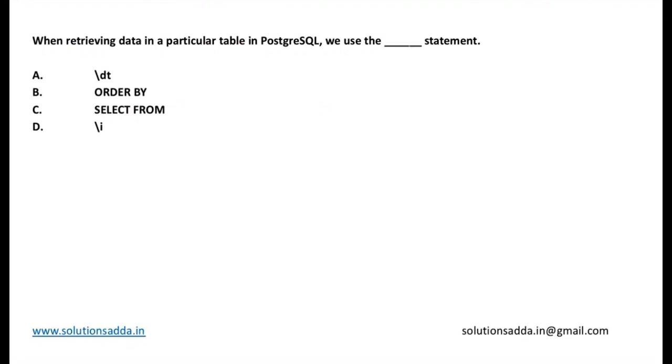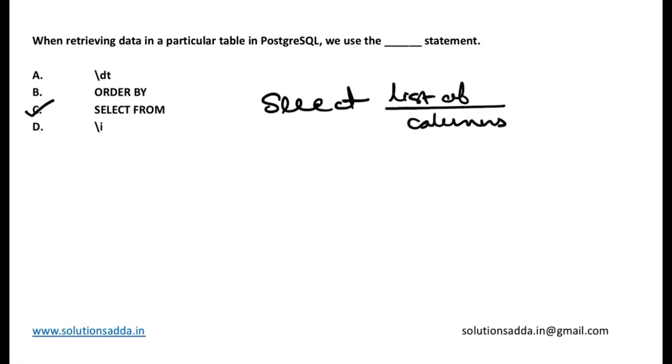This is a question from SQL. When retrieving data in a particular table in PostgreSQL, we use the statement \dt, order by, select from, or \i. So the correct answer for this question is option C, select from. Select from basic syntax is: select list of columns from the table name. So we select the list of columns from a particular table, and the select statement retrieves data from a single table. Hence option C is correct.